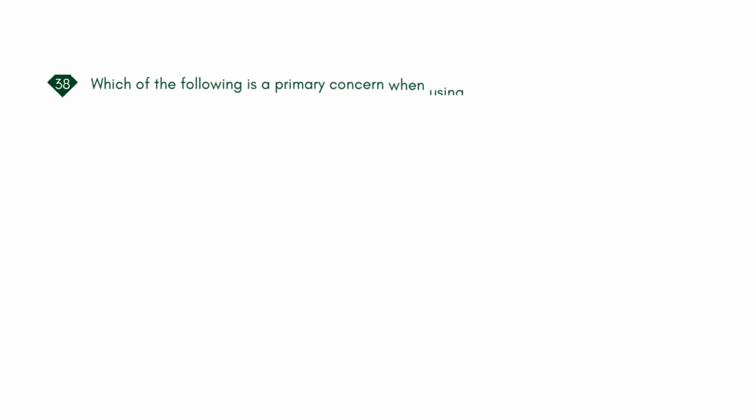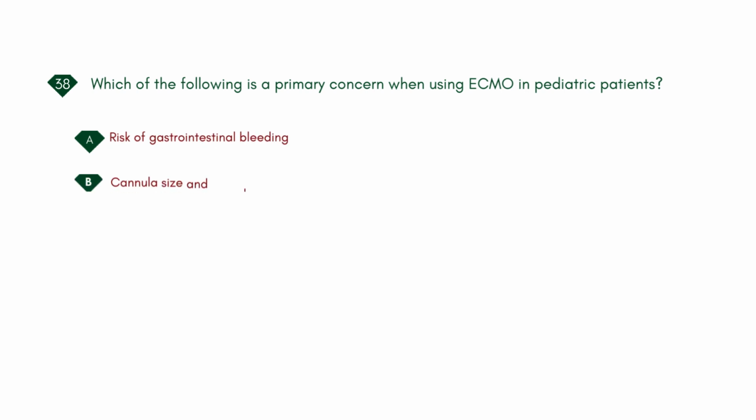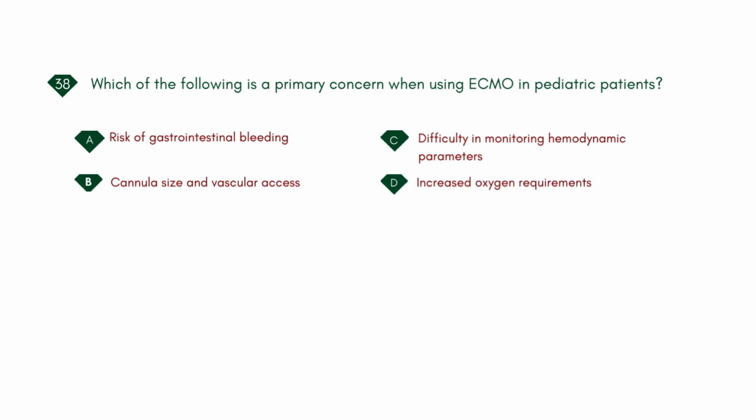Which of the following is a primary concern when using ECMO in pediatric patients? A. Risk of gastrointestinal bleeding. B. Cannula size and vascular access. C. Difficulty in monitoring hemodynamic parameters. D. Increased oxygen requirements. Answer: B. Cannula size and vascular access.